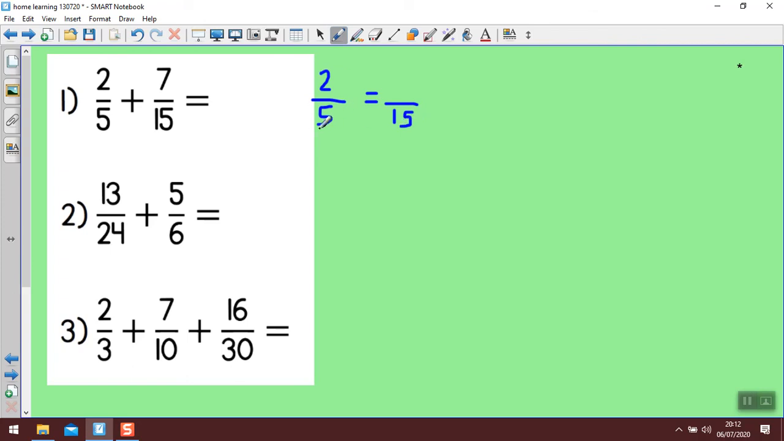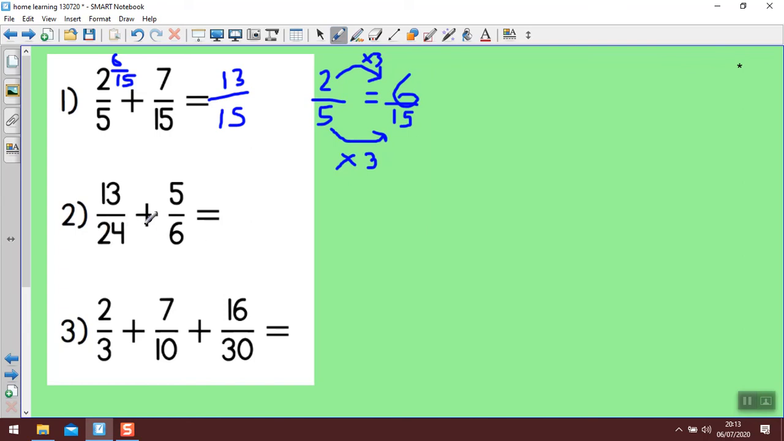Got to find an equivalent fraction, so 2 fifths is the same as how many 15ths? What do I multiply the 5 by to get 15? It's 3, isn't it? So I've got to multiply the 2 by 3, and I will get 6. So 2 fifths is the same as 6 15ths. So I'm doing 6 15ths add 7 15ths. So now my denominators are the same, I just need to add my numerators. 6 add 7 is 13, so my answer is 13 15ths. Now pause the video while you try and work out the last 2 questions.